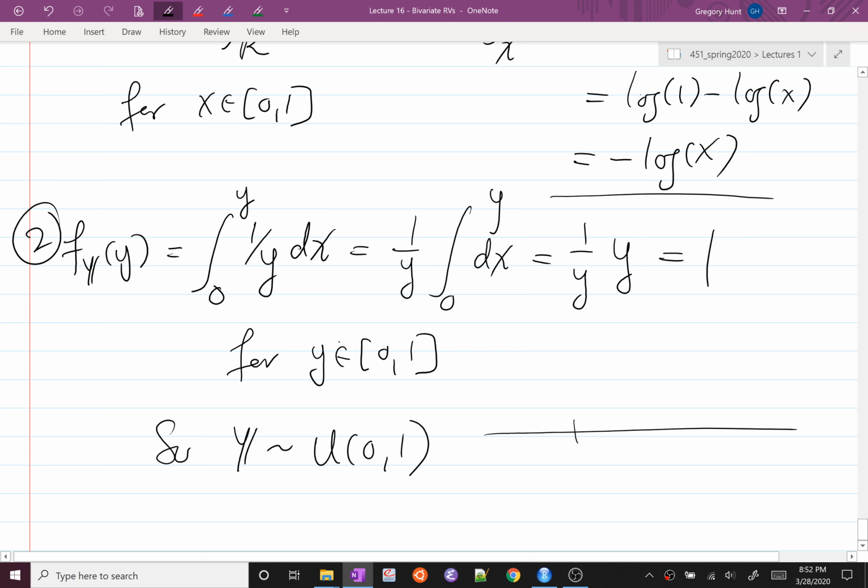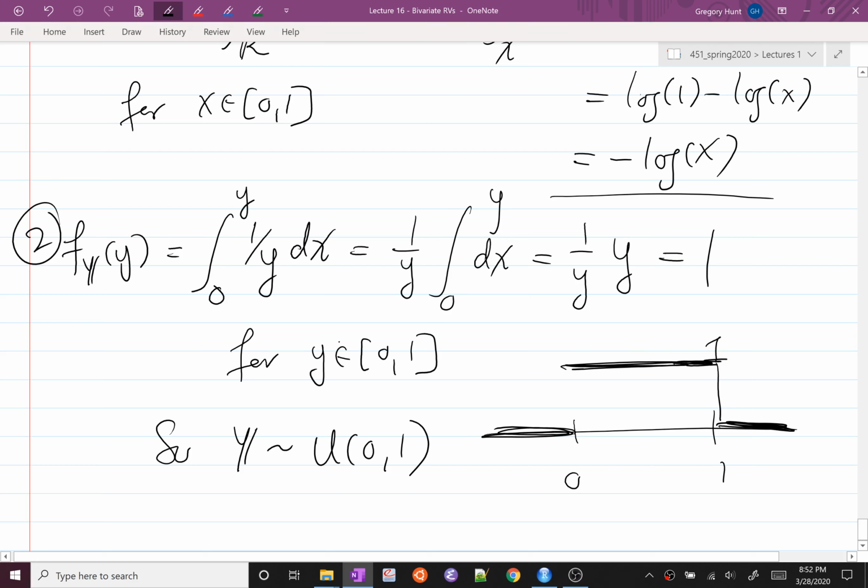The PDF of y looks like this. From 0 to 1, it's 1 inside this interval and then drops down to 0 outside it. And that's classically the uniform 0, 1 distribution. So marginally y is uniform, and x has some other kind of weird distribution.